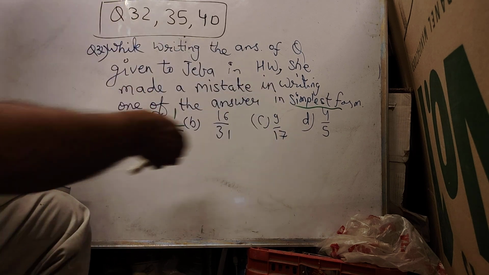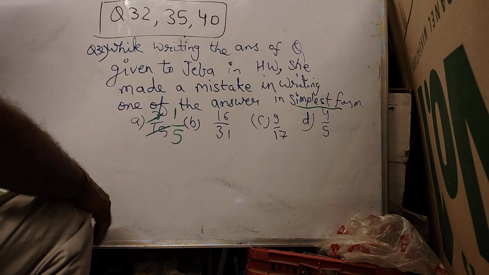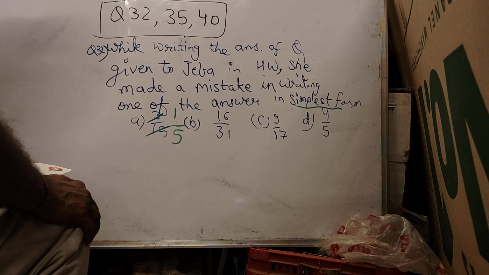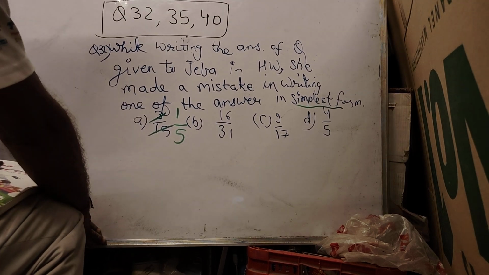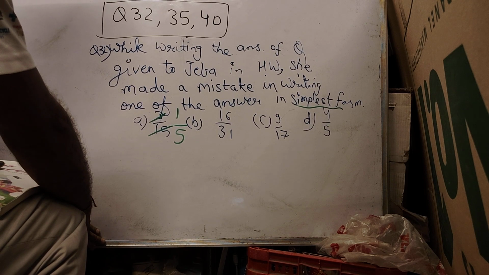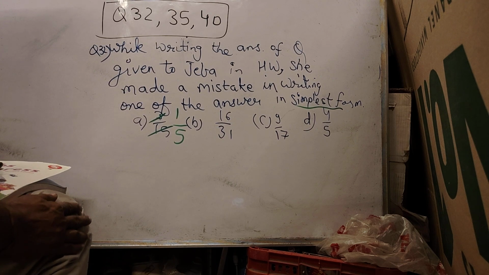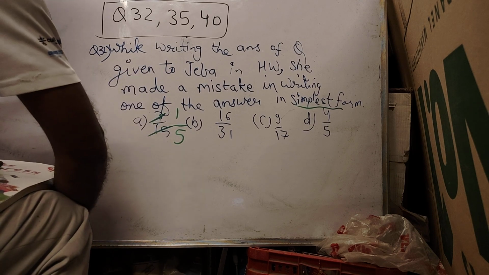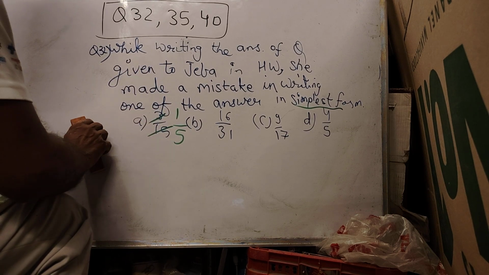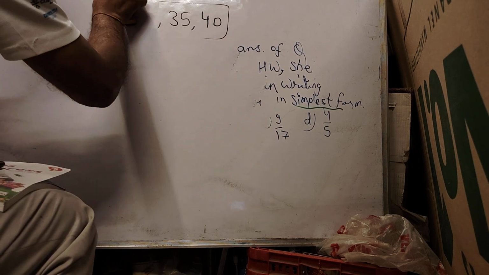So simplest form is our main keyword here that gives us the clue behind the answer. So 1 over 5 is the final answer, because 1 over 5 is the simplest form of 3 over 15. 3 over 15 is not simplest form. 3 over 15 is cancelling by 3. That's why option A according to Jeba is wrong, because in simplest form type questions we always, in the last, check if there is any cancelling by any number. So we have done 32.